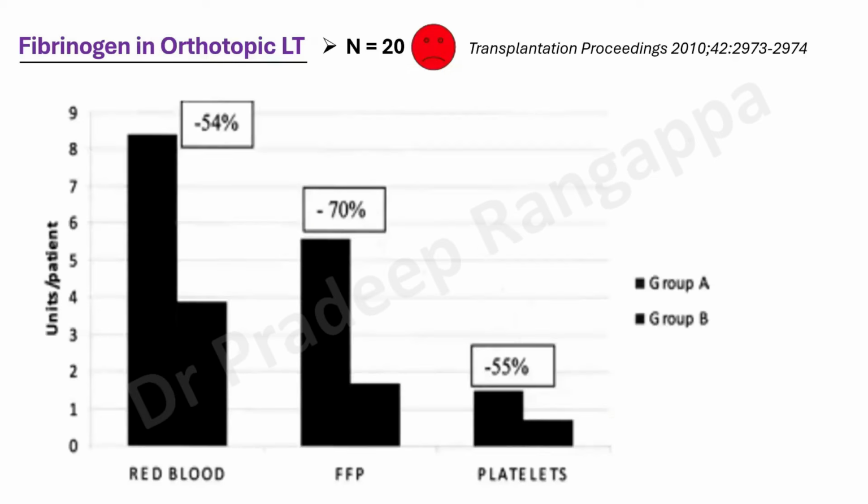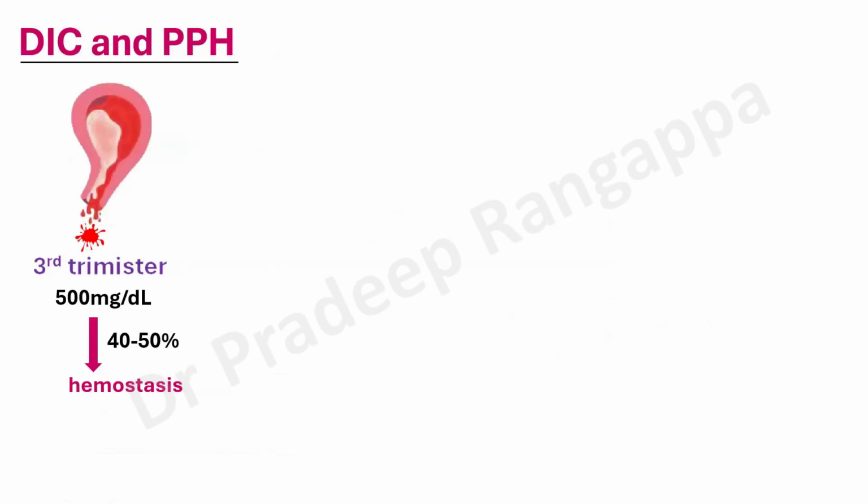And this was another study where they looked at fibrinogen in orthotopic liver transplant. Again, they showed a significant reduction: 55% reduction in the administration of platelets, 70% reduction in the administration of FFP, and 54% reduction in the administration of PRBC, where they used ROTEM-based assessment, a fibrinogen assay was done, and appropriate replenishment was done with fibrinogen concentrate.